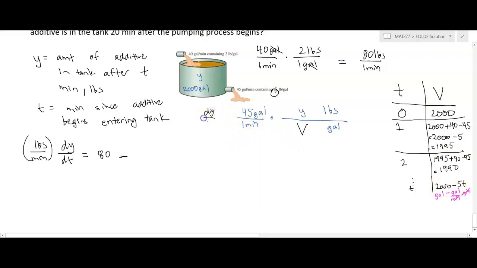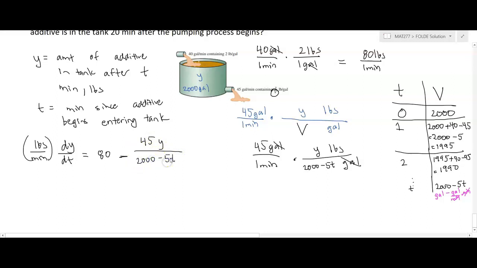So my dy/dt, oops, this is not my dy/dt. My dy/dt is down here, and it is going to be 45 gallons per 1 minute multiplied by y pounds per 2,000 minus 5t gallons. And that's going to give me the units I need. So now my final equation is 45y over 2,000 minus 5t. And there is that model.